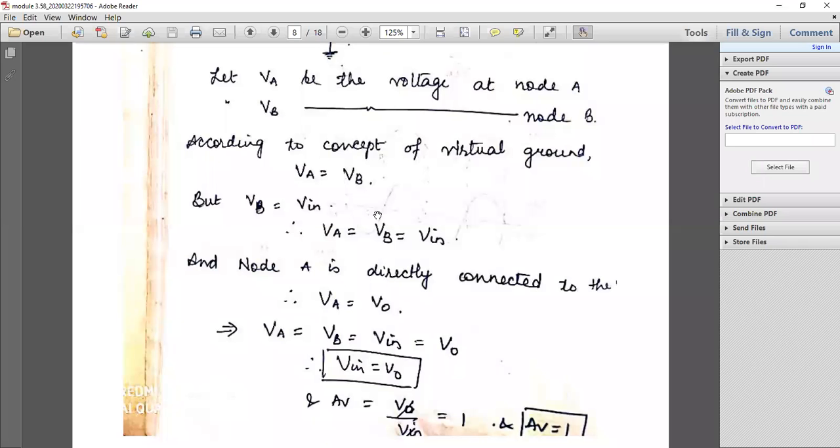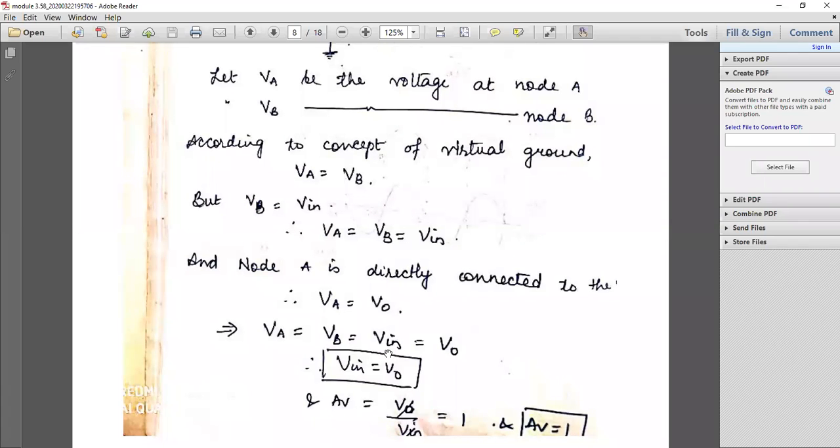Here I wrote that VA equal to VB equal to V in, that is due to the concept of virtual ground, because my VB equal to V in, which is also equal to VA. But from the output side, I am seeing that V naught is shorted to VA, one short wire has come to the A input. So I can write VA equal to V naught. So equating these two, I conclude that VA equal to VB equal to V in equal to V naught.